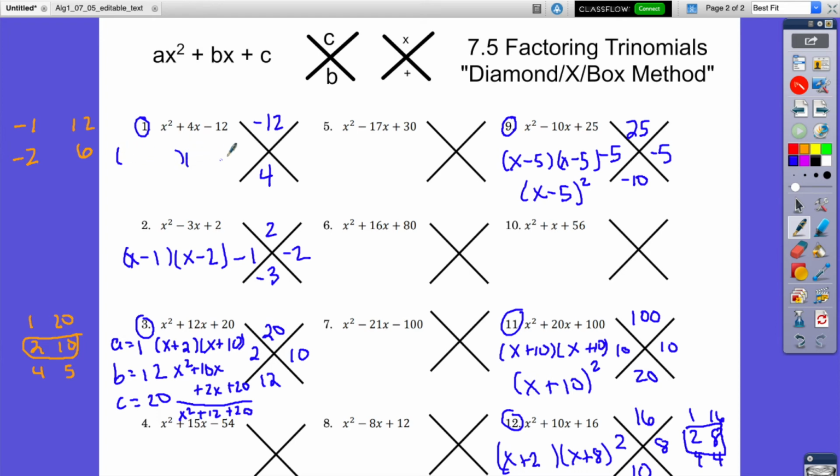So let's move it here. Do my 2 parentheses, and it's going to be x minus 2 and x plus 6. Now you're going to hear me say check your smile. Here's what I mean by check your smile.